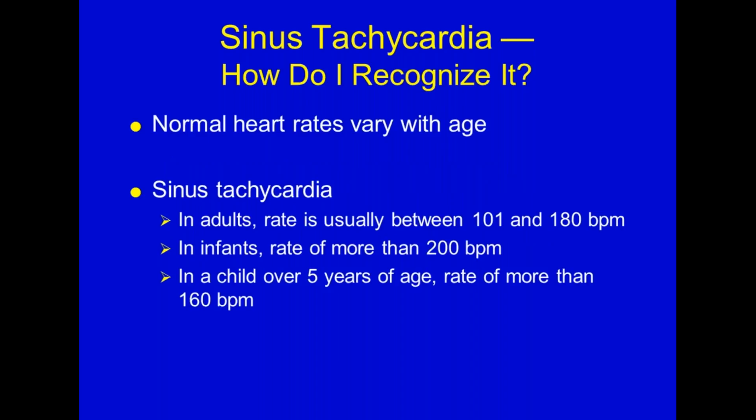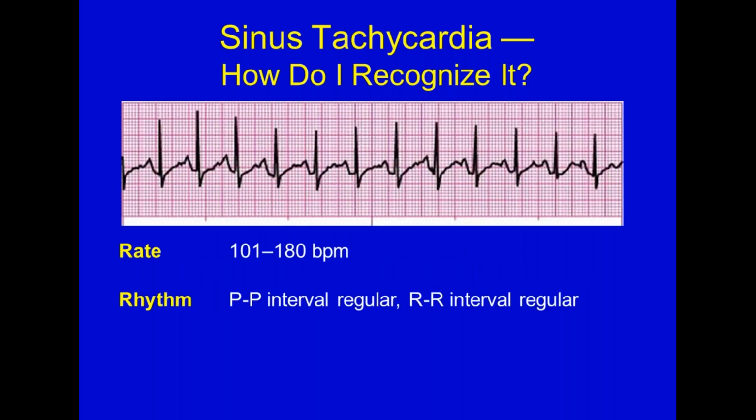So sinus tach in adults, we would call that anything above 100, up to, and this slide says 180, but in the field where we start getting panicky is usually that 150 mark. That's where you see people start talking about medications, cardioversions, that kind of stuff, that over 150. In infants, it's a lot faster than that. Could be as much as 200. So how do we recognize it? So again, a rate over 100. We're going to see regular P to P and R to R intervals again.